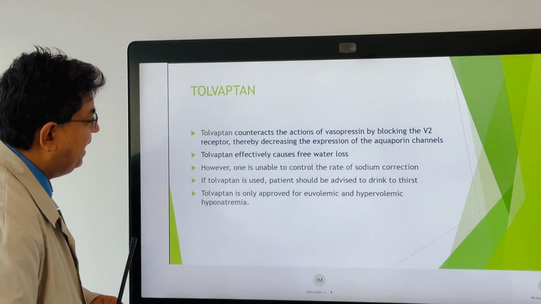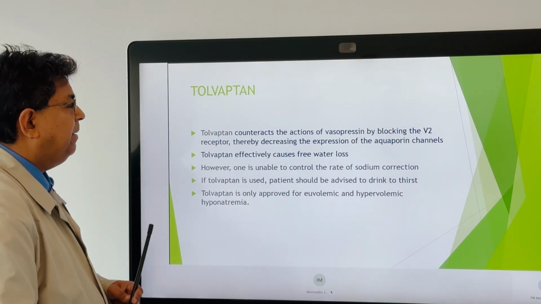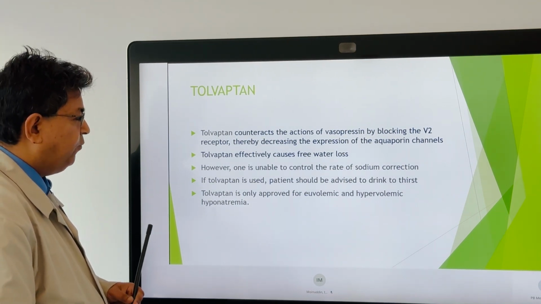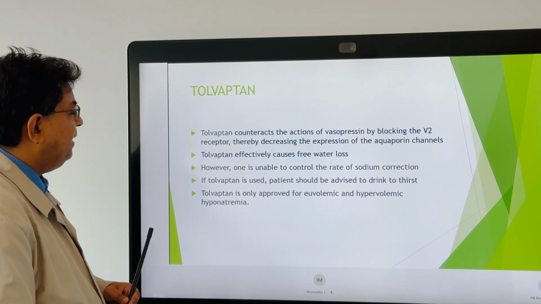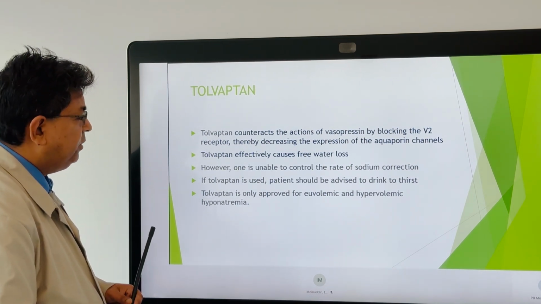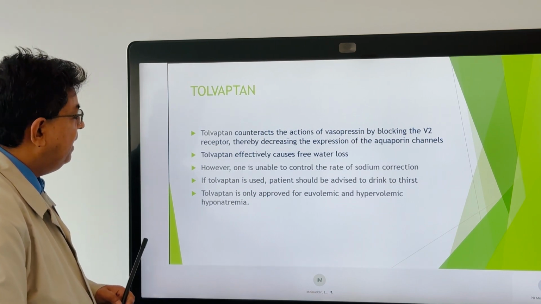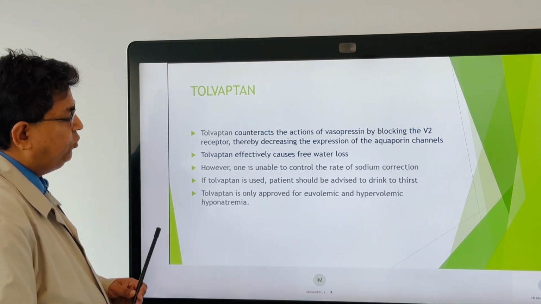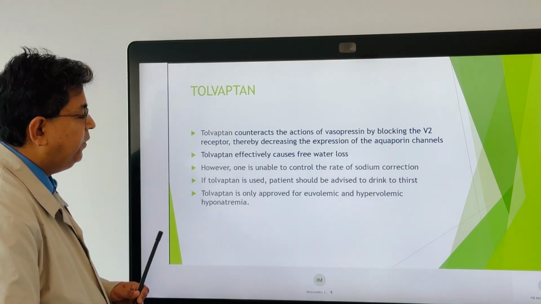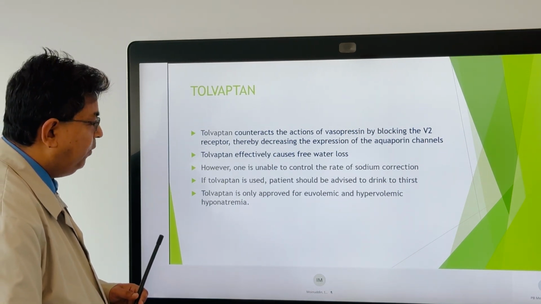Tolvaptan counteracts the actions of vasopressin by blocking the V2 receptor, thereby decreasing the expression of the aquaporin channels. Tolvaptan effectively causes free water loss. However, one is unable to control the rate of sodium correction. If tolvaptan is used, patients should be advised to drink to thirst. Tolvaptan is only approved for euvolemic and hypervolemic hyponatremia.